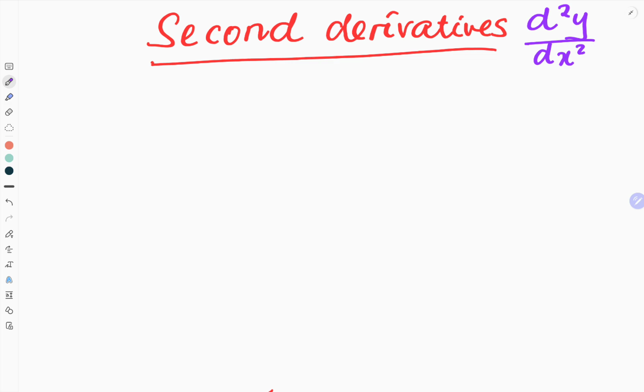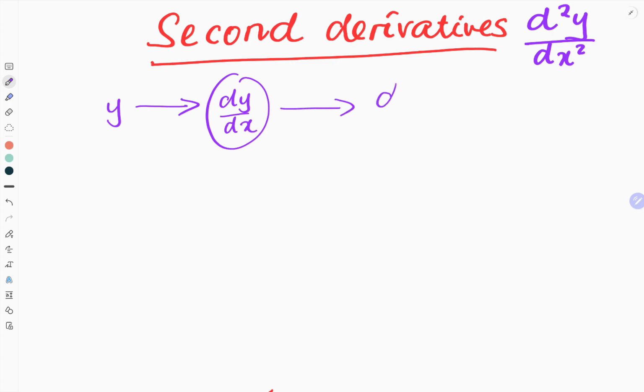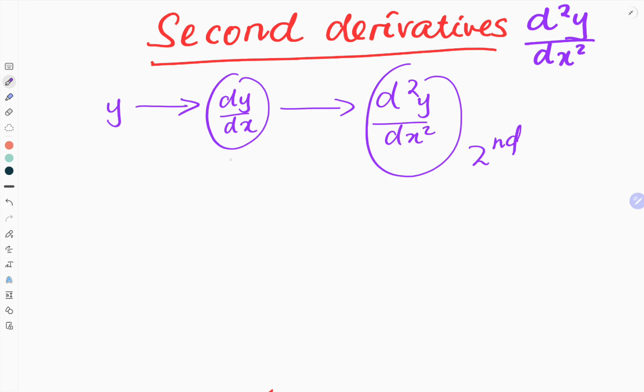So today I'm going to show you how to do the second derivative of functions. So let's just jump into it. If you have a function y, you can derive this function and that becomes dy/dx. And you can further derive this dy/dx to get d squared y over dx squared. This will be your second derivative, and this is your first derivative.